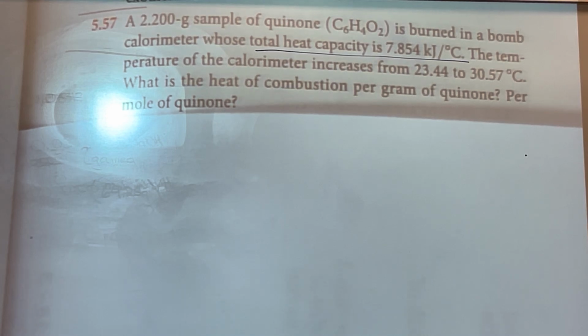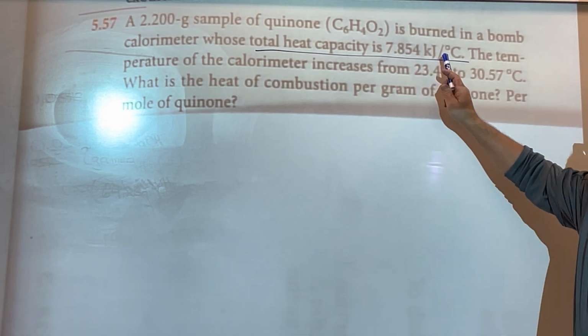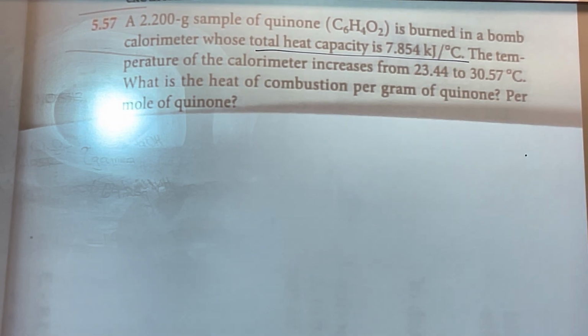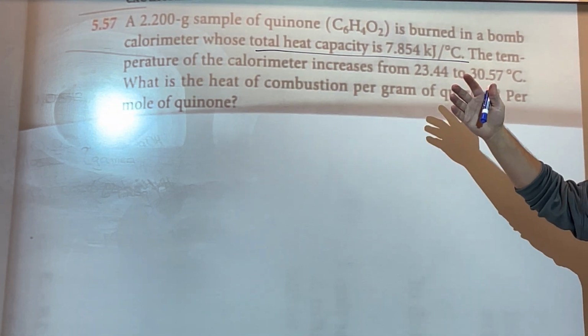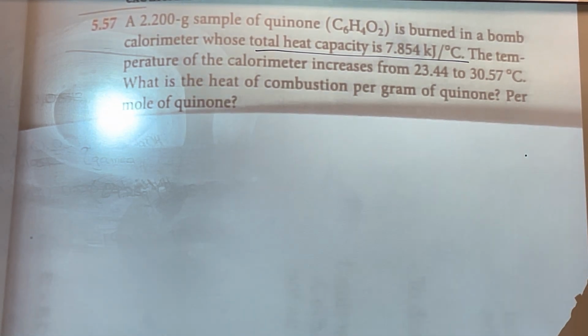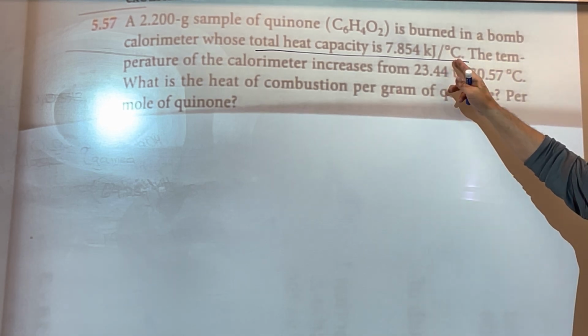All right, here we go, part 2. We have the total heat capacity. Notice the units. What are the units on that? Kilojoules per degree Celsius, right? Notice it takes mass out of it. It was joules per gram degree Celsius. Now we're in kilojoules per degree Celsius.